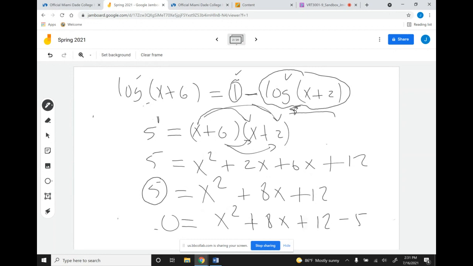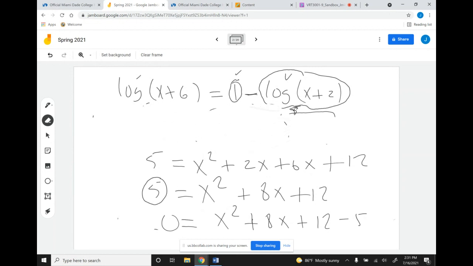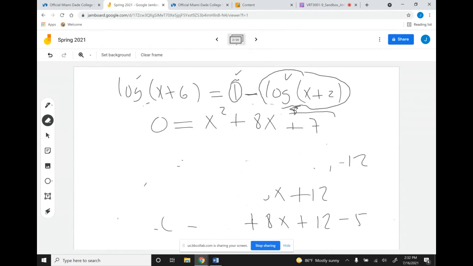So this is 12 minus 5. So what do I have now? Again, I keep erasing this stuff because I'm running out of room. Let's see what this looks like. So what I'm going to need to factor is this x squared plus 8x plus 7. Okay, that's what I need to factor.